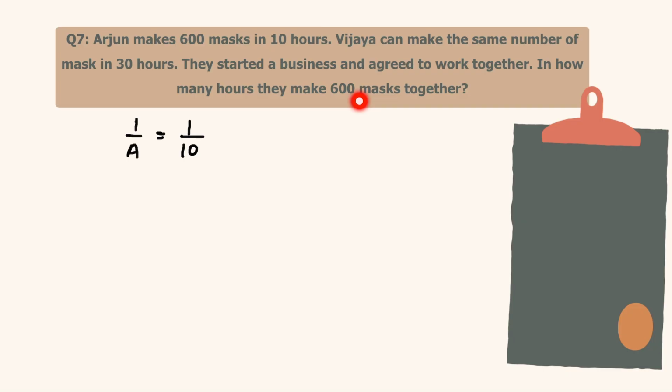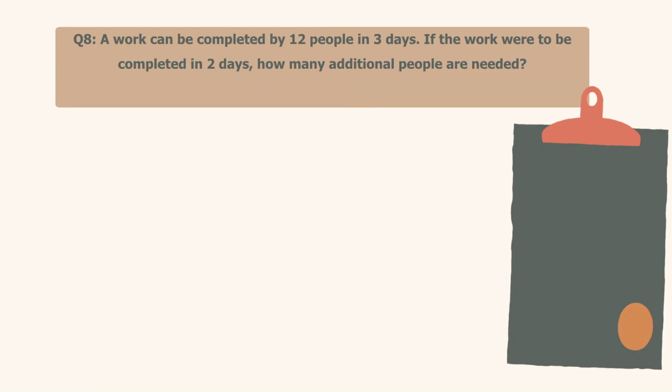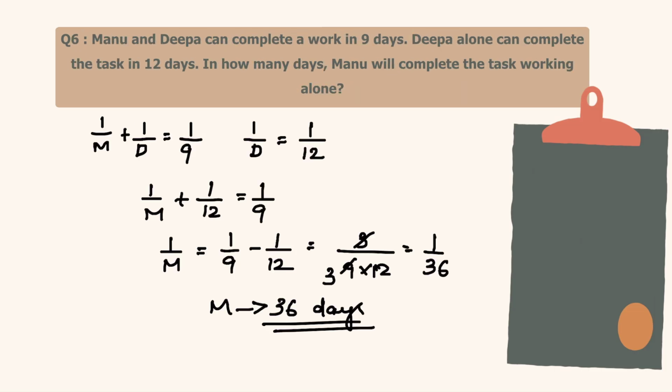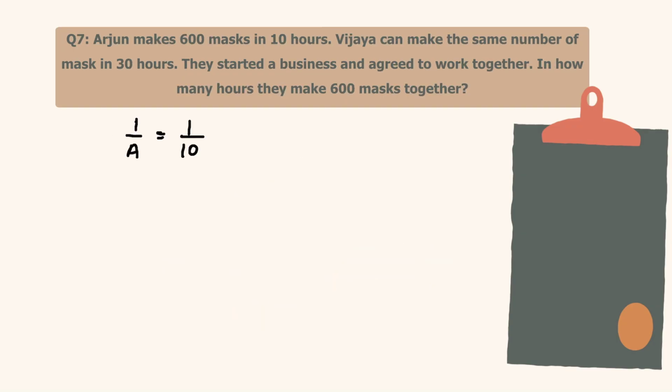In the previous question, they are talking about Manu and Deepa doing a work in 9 days. You haven't asked me what the work is. It could be painting 9 walls. If that is the case, I will write Manu and Deepa can paint 9 walls in 9 days. So it will get confusing, isn't it? Deepa alone can paint 9 walls in 12 days. And how many days will Manu take to paint 9 walls alone? See, this 9 walls will confuse you a lot. So to avoid that, we have given it simply as a work, a task, a job. But in this question, the intention is to confuse. That's why they have given 600 masks.